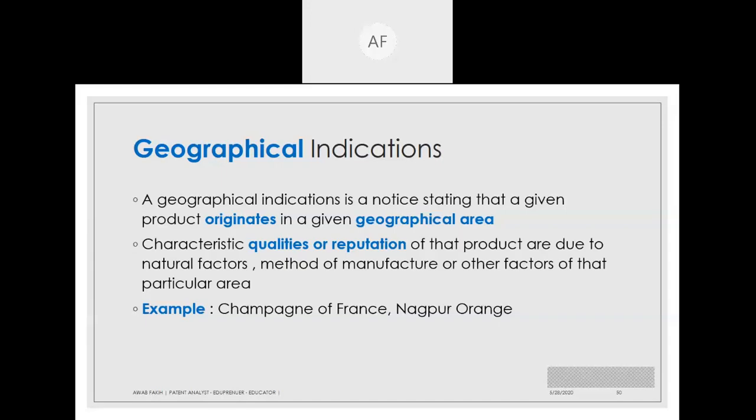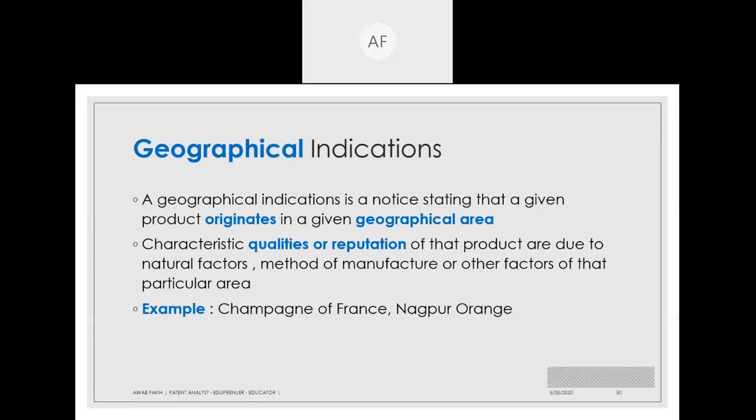So with this, we'll move ahead with the next type of IPR, that is a geographical indication. So let's understand this. When you talk about a geographical indication, basically it is a tag notice stating that the given product originates in a given geographical area or the product is manufactured in a given geographical area.